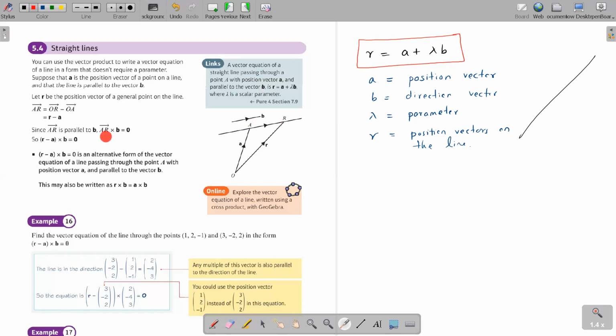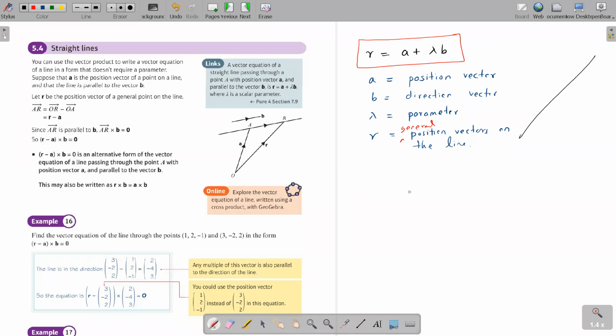Then can you all agree? Do you agree with this? AR cross b is equal to 0. Can you all understand why this vector AR, when you take the cross product with b, becomes 0? Does it make sense to you? Point A is the position on the line, and r is a general position vector on your line. So you can see the vector AR and the direction vector b are parallel, which means AR cross b is 0. Great. So vector AR can be written as minus a plus r, going from A to O to R, that is r minus a.